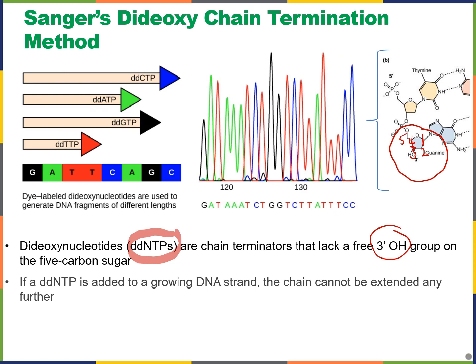I said earlier that carbon number 3 has to be open in order for the next nucleotide to attach in the growing DNA chain. If it is not open, then we cannot continue our DNA replication. So if one of these dideoxynucleotides is added to the end of a chain, then no additional nucleotides can be added, and the replication stops. You cannot continue the process.